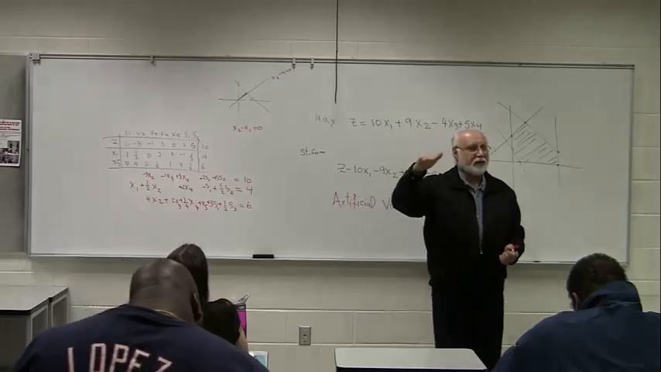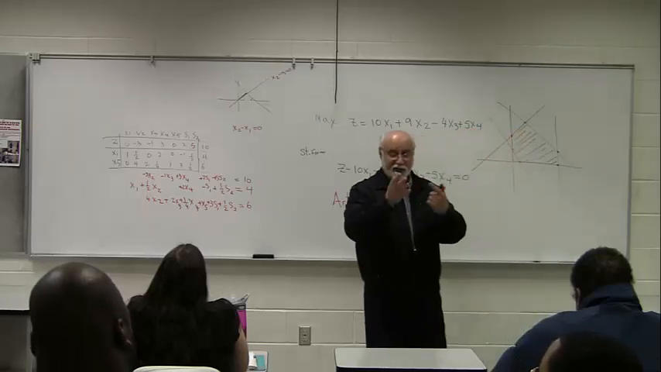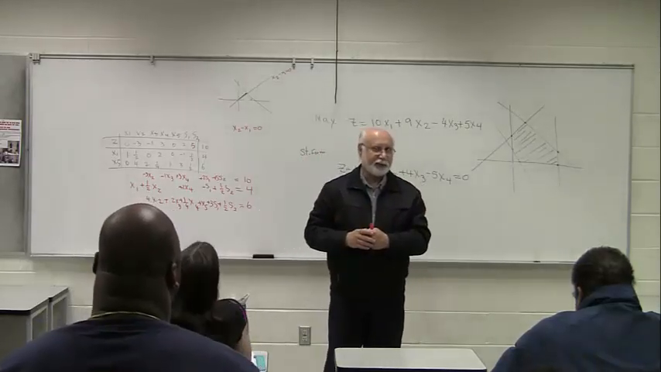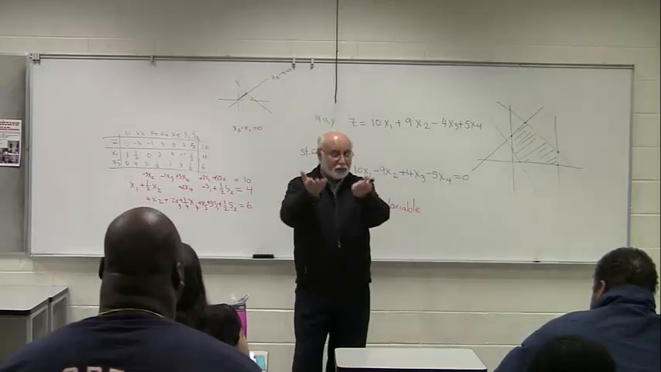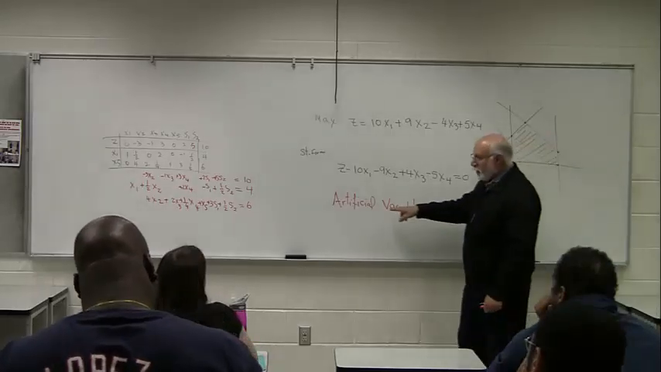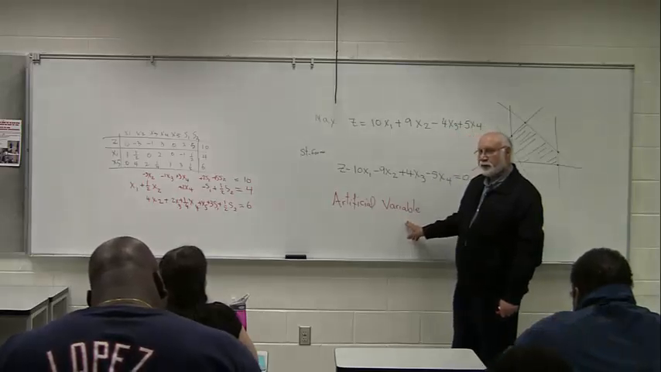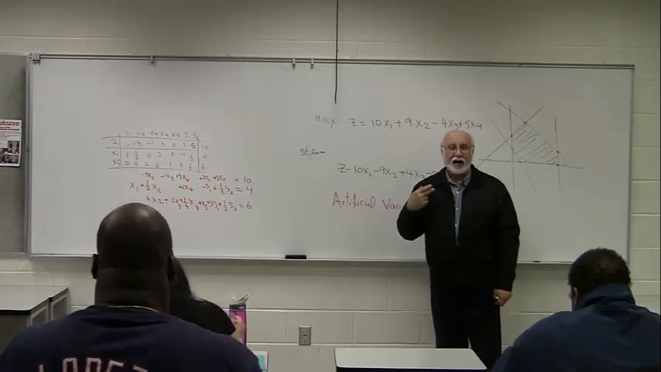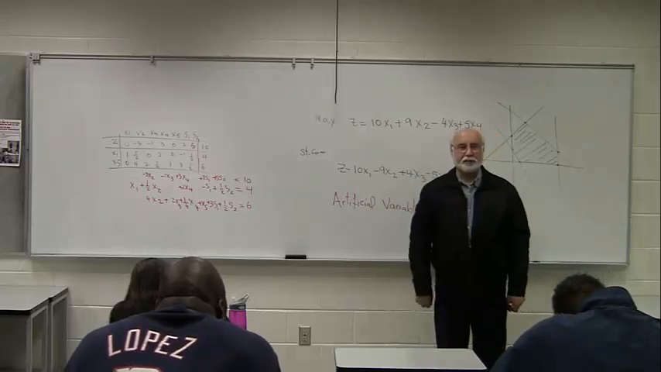Now, when we have less than or equal sign, we can add slack variables. When we have greater than or equal sign, we would subtract those variables. If we have equal, what do we do? Nothing. It is already equal. Back to this. I will be using an artificial variable. An artificial variable will be used where I do not have a basic variable identified easily.